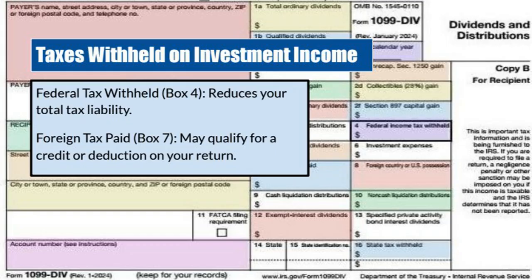Finally, the 1099 DIV provides information on any taxes already paid on your behalf, which can be applied toward your total tax bill. Federal income tax withheld, Box 4, reports any amounts that the payer withheld under backup withholding rules. Additionally, the form can report foreign tax paid, Box 7, which may be eligible for a foreign tax credit on Form 1116 or a deduction on Schedule A.